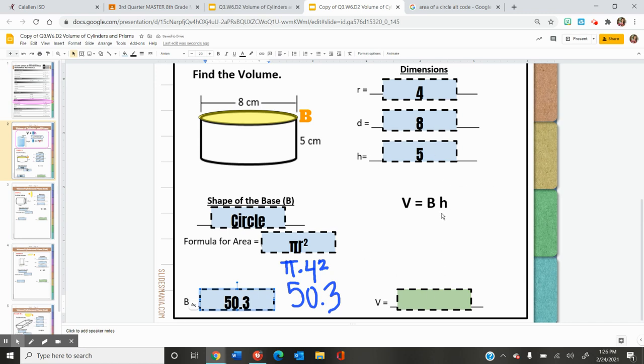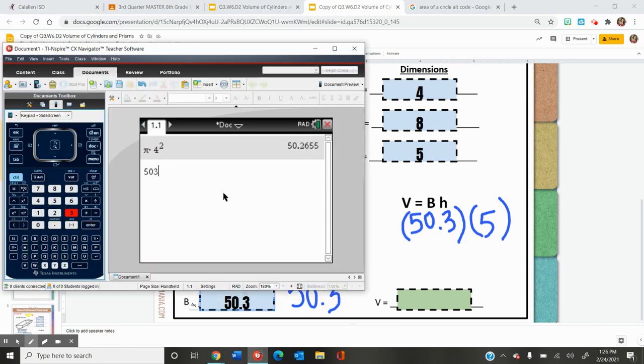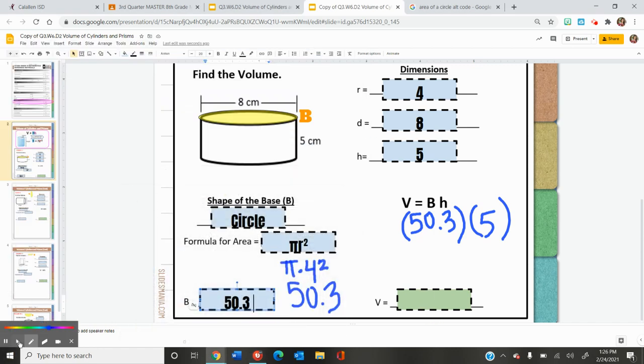Next, we can apply this. We're going to put that number into our formula. So the formula for volume was V equals big B, little h. So remember, big B stands for area of my base shape, which was 50.3. So here I'm going to write 50.3. And I'm multiplying this by my height, which was 5. So 50.3 times 5, I'm going to go ahead and put that in my calculator. And 50.3 times 5 is 251.5. So here, our answer is going to be 251.5.